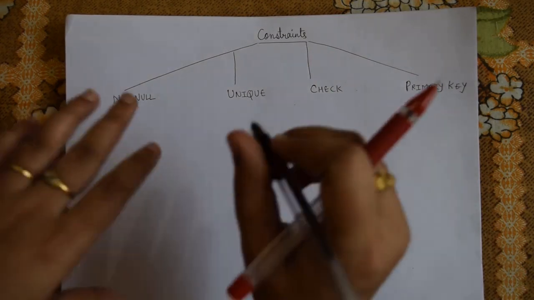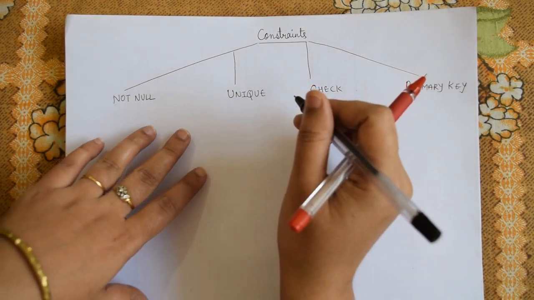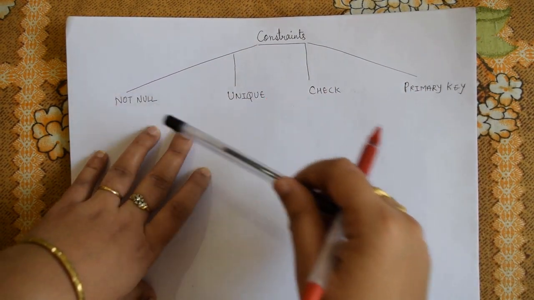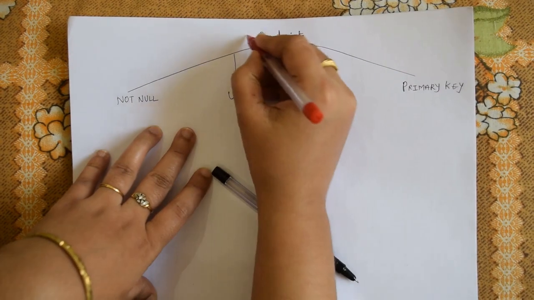The series of database videos. Last time we have seen how to create table, simple create statement with examples. Okay, so today I am going to explain you constraints.